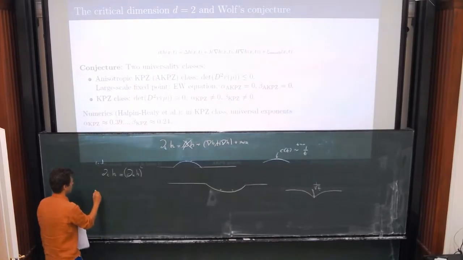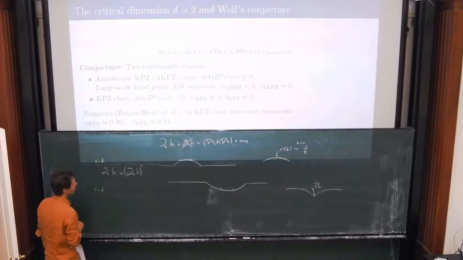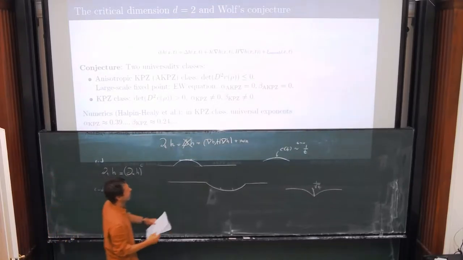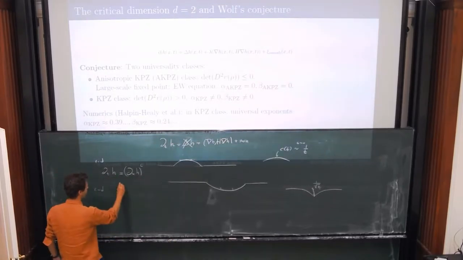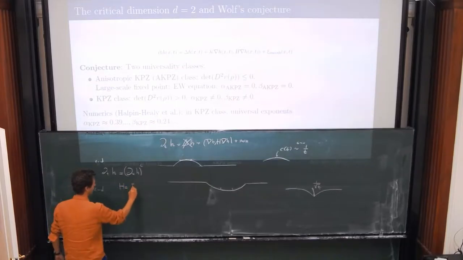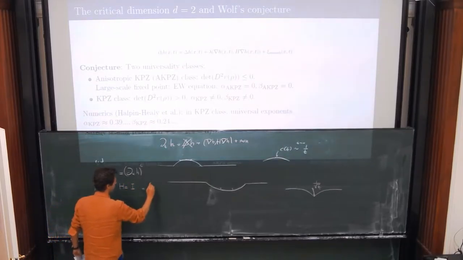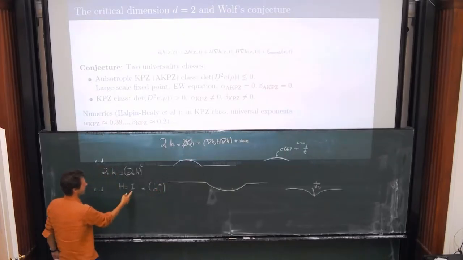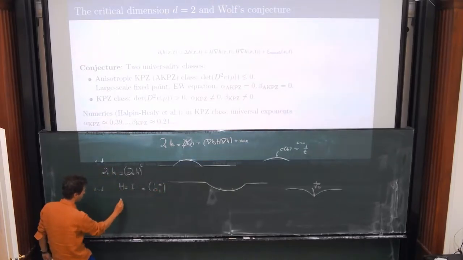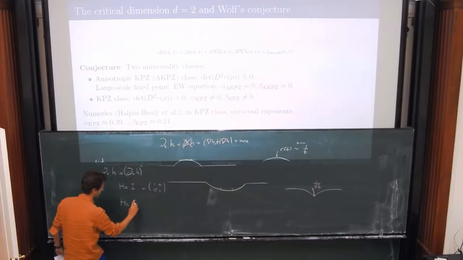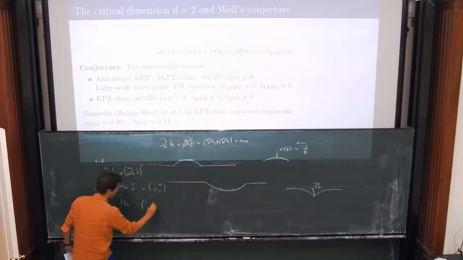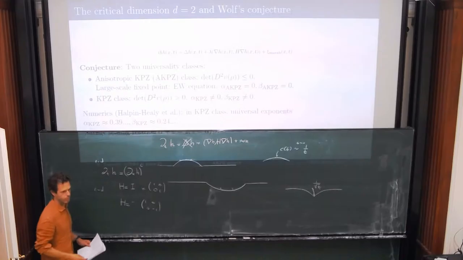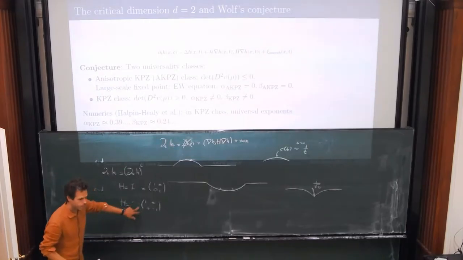Now let's go to 2D. Same thing, except that I want to compare two situations: the case where H is the identity, which is the easiest, so it's like the KPZ class, or the case where H is diag(1, -1), which is the opposite case, where the determinant is negative.